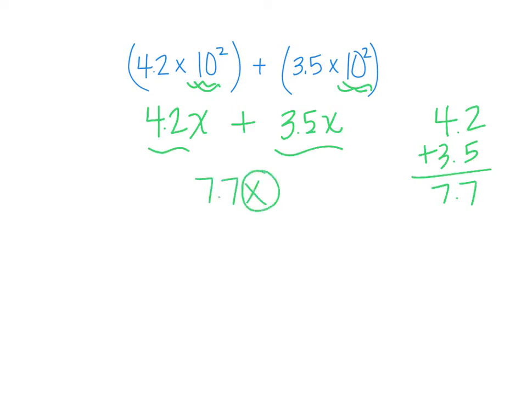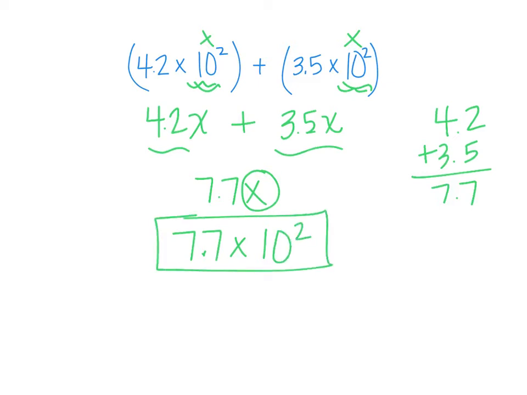Now, think about what that x really stood for. Well, it was 10 squared, right? So I'm just going to rewrite this as 7.7 times 10 squared. I just added two numbers in scientific notation.